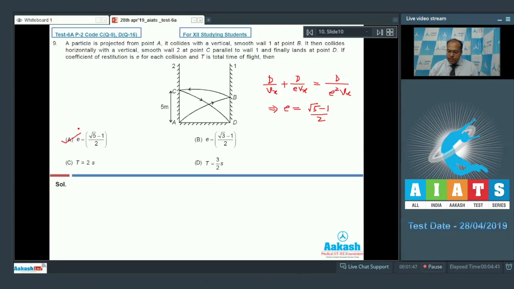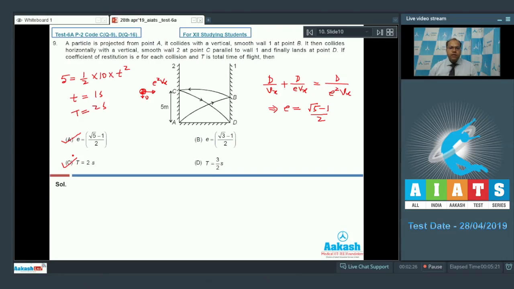Now we have to find the value of capital T. If I see the motion of this ball, at the instant when it rebounds from C, it has a horizontal velocity E square Vx and its vertical velocity is 0. Now it has to travel a distance of 5 meter to cover the vertical height. So we can say that 5 is equal to half into g into t square. So the time taken from C to D comes out to be 1 second. So the total time of flight is 2 seconds. So option C is also correct. So the correct answers for question number 9 are options A and C.